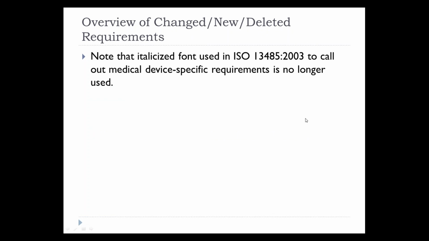An interesting change as we get into some of the normative requirements now. The italicized font used in 1345-2003 to call out medical device specific requirements is no longer used.